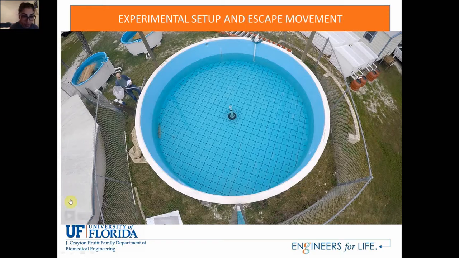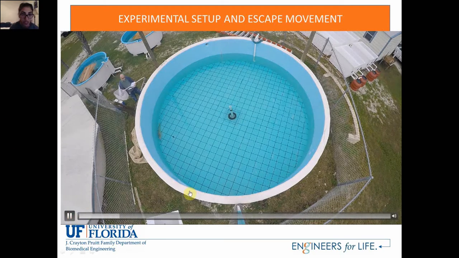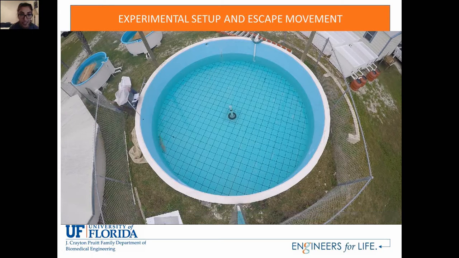I hope the video works. It's been giving me a tough time. This is actually a video of the escape event. I have a feeling it's not working. So you see there's a tail flip that happens, and then the fish glides, and then it turns. That entire sequence of events is called an escape movement, and it lasts for around 2 to 3 seconds.